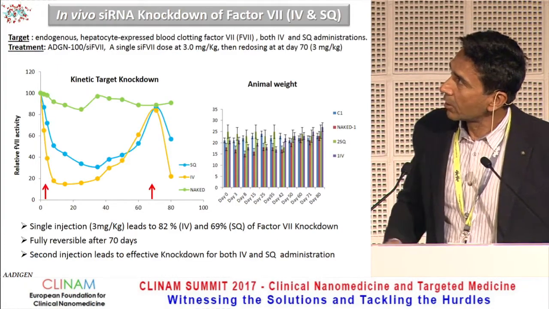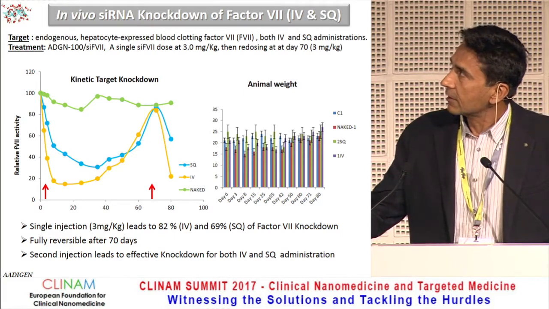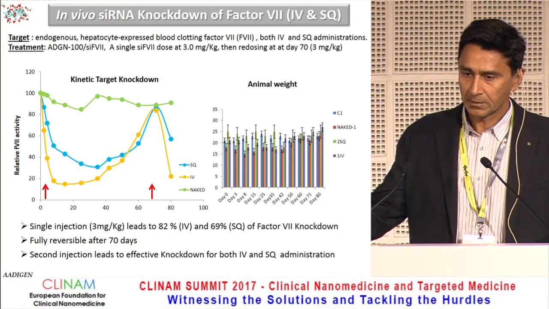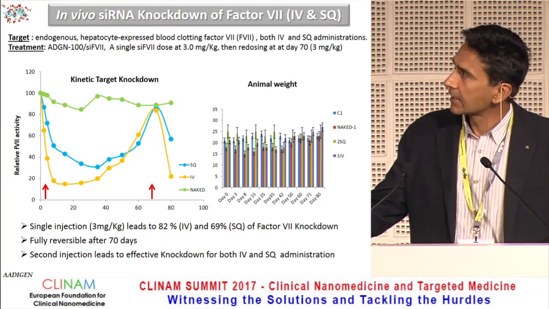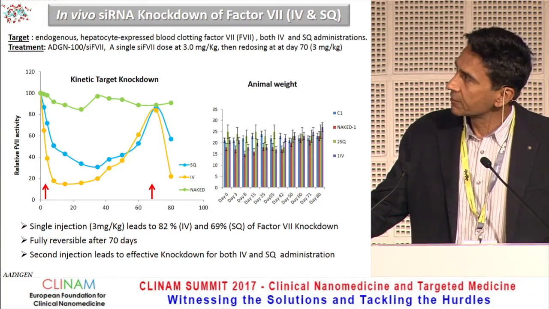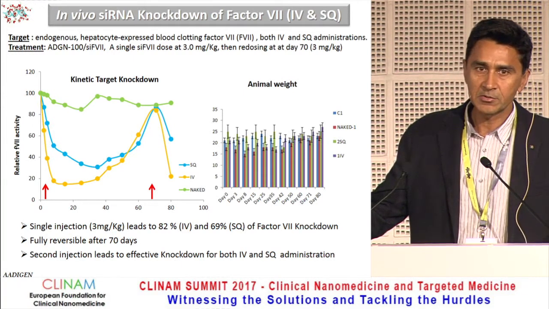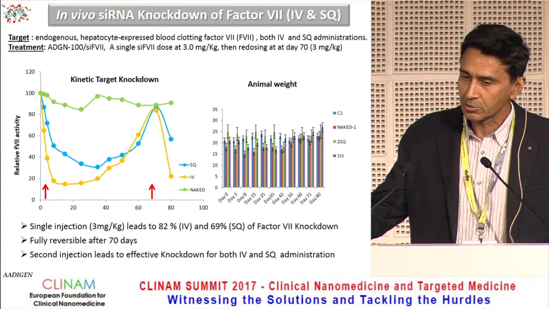Now, in another model, we tested a factor 7 knockdown. Some of you may be familiar with this. Factor 7 is produced in the liver. And so here we looked at sub-Q and IV, two different forms of delivery, with a single administration of either sub-Q or IV.